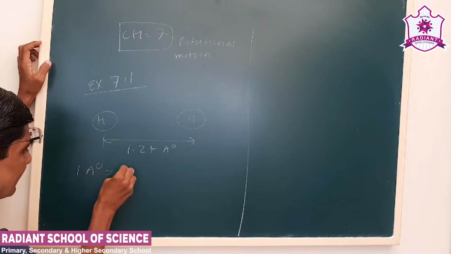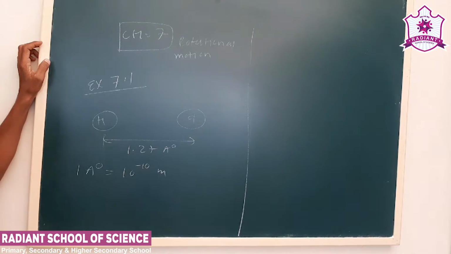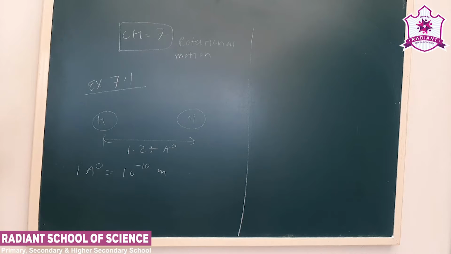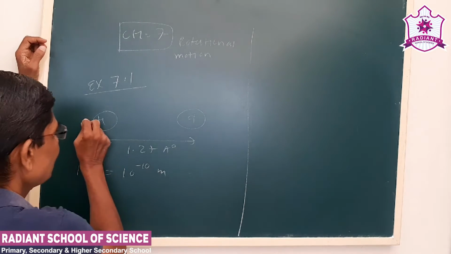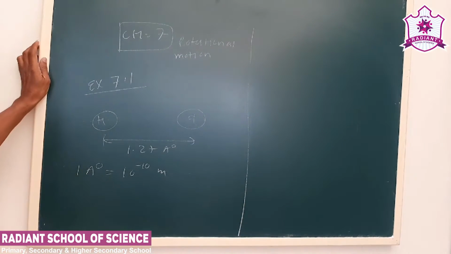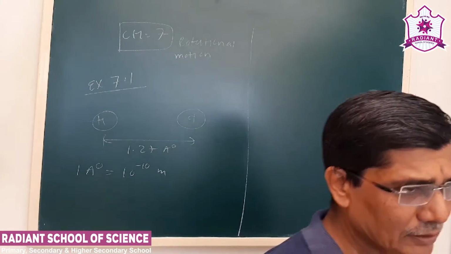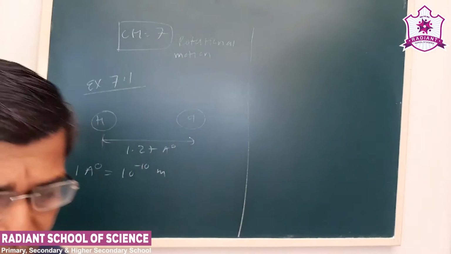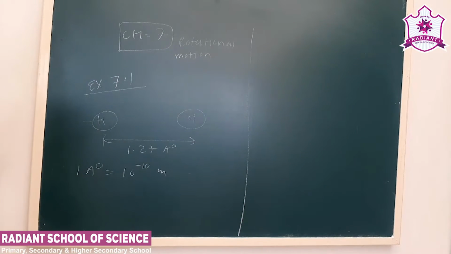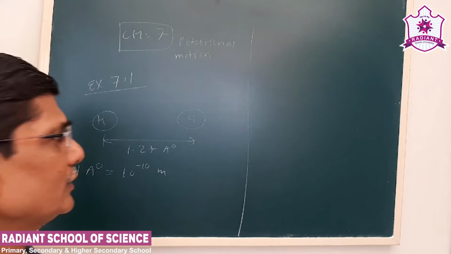We are familiar with the angstrom. 1 angstrom is 10 to the power minus 10 meter. We have to find out the center of mass. Now we see this is a two particle system. The center of mass of a two particle system we generally consider in one dimension, and the center of mass of such a system lies on the line joining the two.